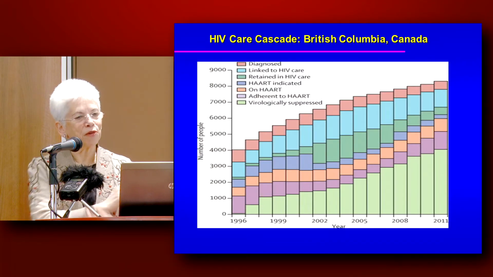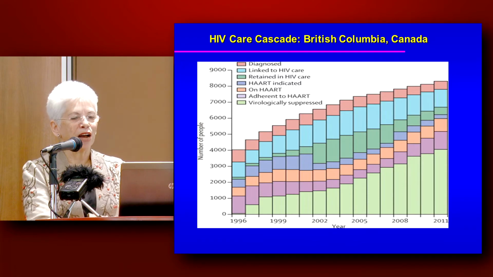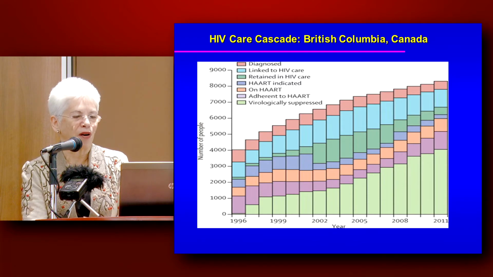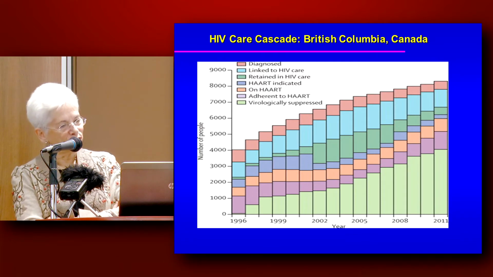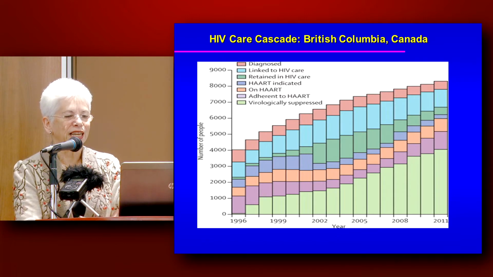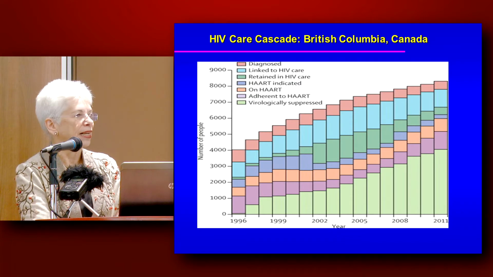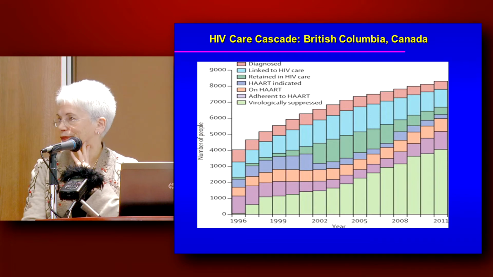I found one for the British Columbia cascade, and virologically suppressed is that bottom bar of light green, and it looks like in British Columbia, they're doing a lot better over time, right? Getting people virally suppressed. If you look at the 2011 numbers, maybe half of people, at least in this study, had viral suppression.